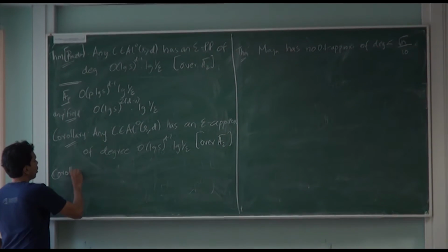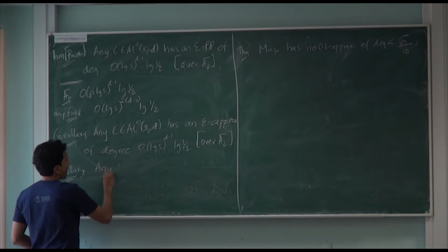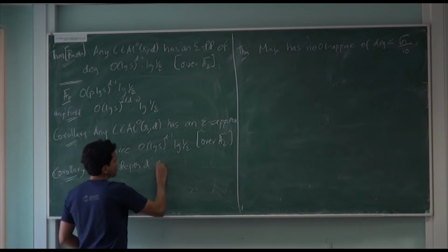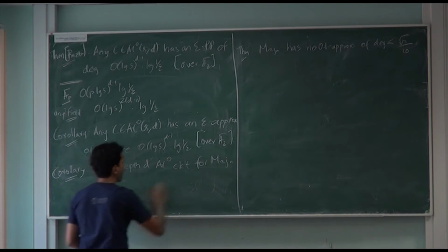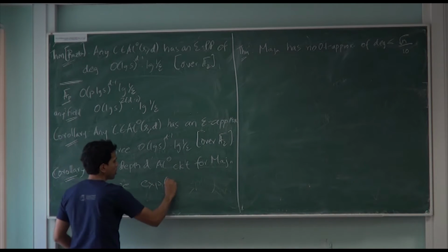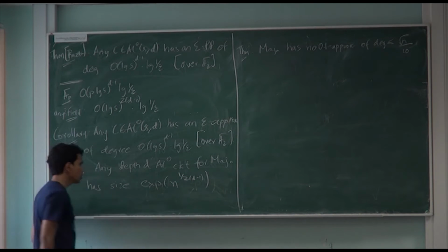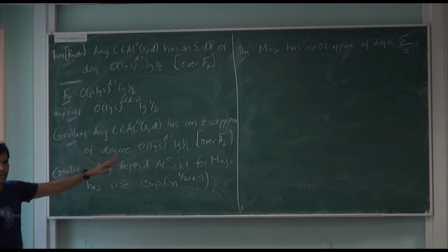a corollary of this corollary and that theorem is that any depth d AC0 circuit for the majority function on n bits has size exponential in n to the 1 over 2 times d minus 1. There's a constant factor here which I'm omitting. This is not quite tight. There's a better bound due to Johann, but it also holds for a larger class of circuits.